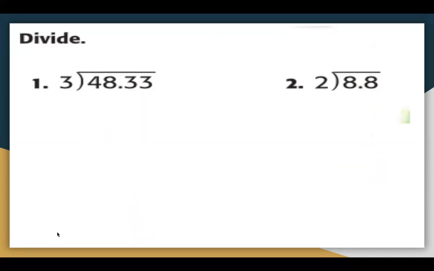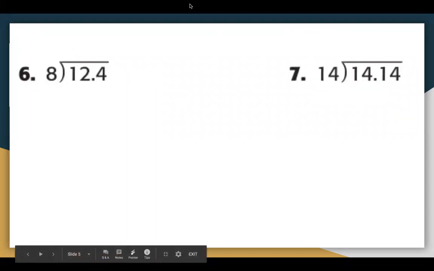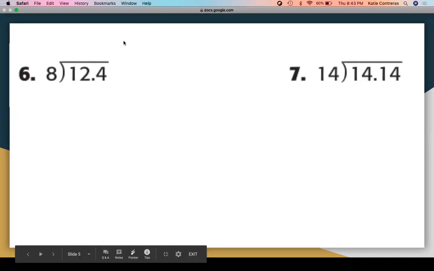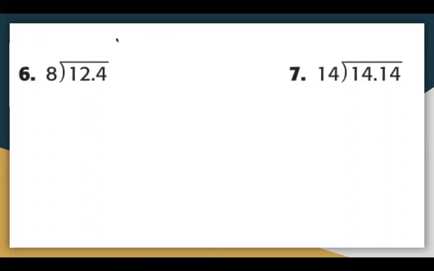Okay, let's look at our next examples. Okay, we're gonna have a little bit of a different thing going on for these ones, so let's see what we need to do. Okay, we have 12 and 4/10 divided by 8. I'm gonna bring up that decimal as my first step there. I'm gonna look at 8 and the 1 first. Can 8 fit into 1? Nope, so I have to add that 0 there.